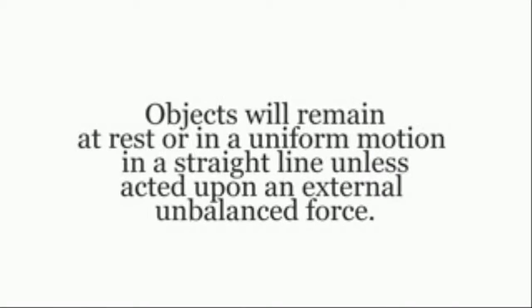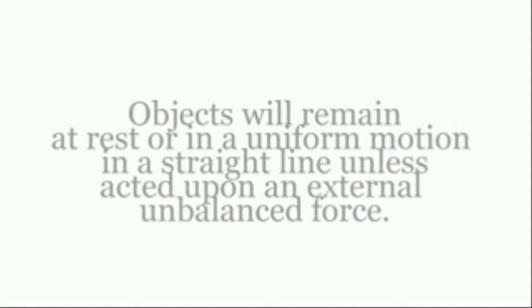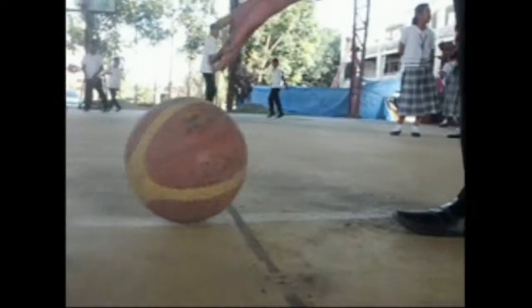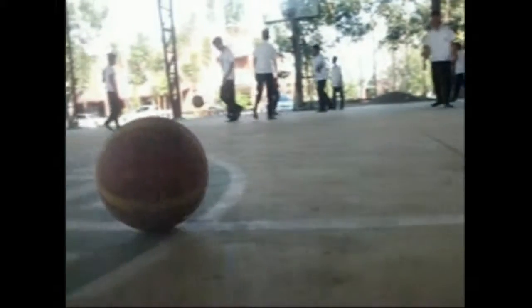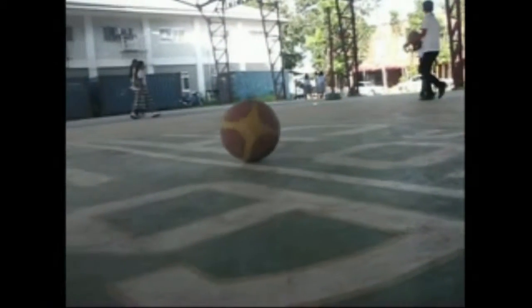According to this law, objects will remain at rest or in uniform motion in a straight line unless acted upon by an external unbalanced force. Let's know more about inertia. As you can see, the ball doesn't stop rolling because there is no outside force acting on it. It will just continue to move forward.